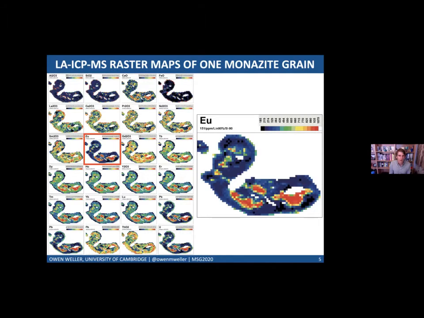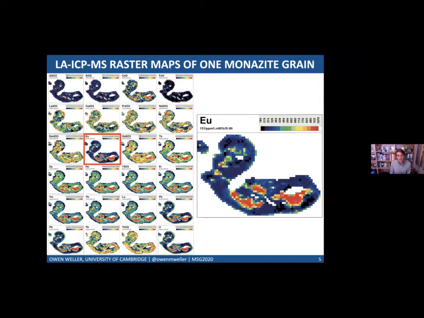So just to blow up one of these maps, this is a map of europium in that grain. Each of these colors here represents the parts per million europium content. And for this particular monazite grain, there were 1,285 pixels or analysis locations, and they were all 4 microns in diameter.